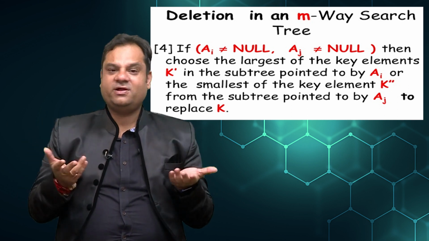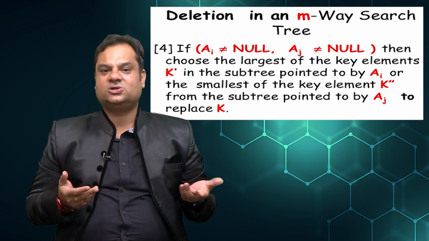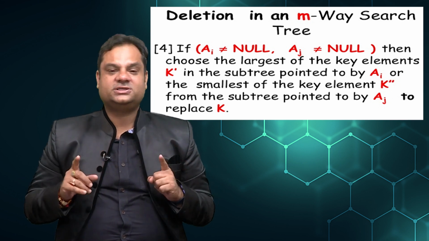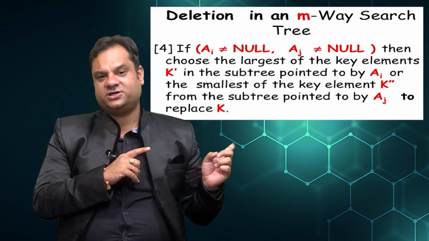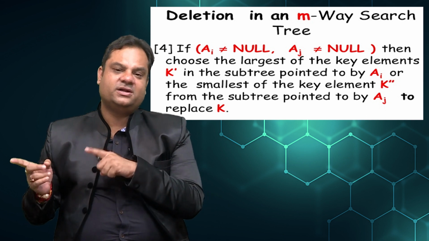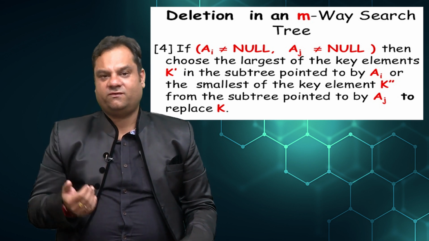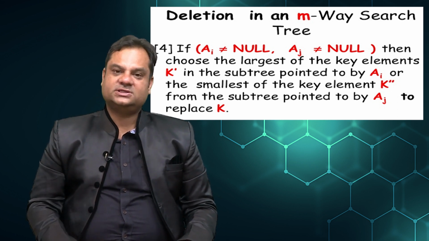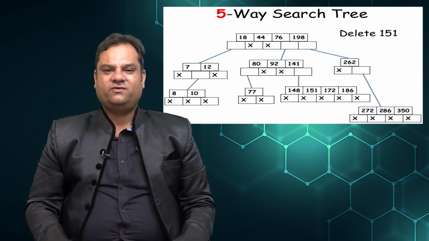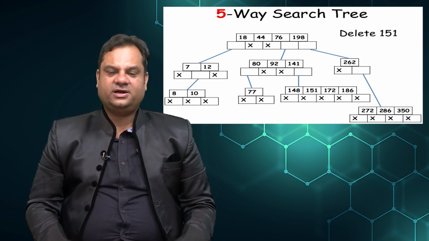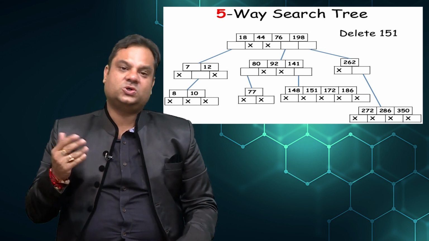So you have the freedom to replace the key from either the left child or the right child, but the condition is one: if you are taking from the left child, you take the largest value, and on the right side, you take the smallest value. By this approach, you can replace any key item when it has both children in an M-way search tree. By this graph we can understand how we easily delete an item from the M-way search tree, and whether after deletion the tree still follows the property of an M-way search tree or not.